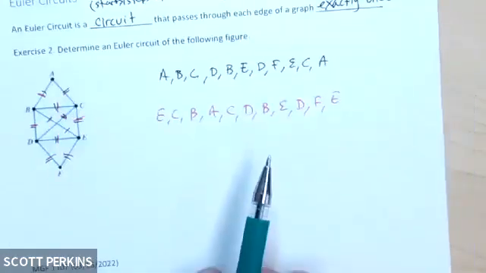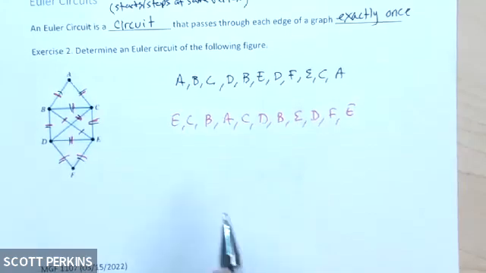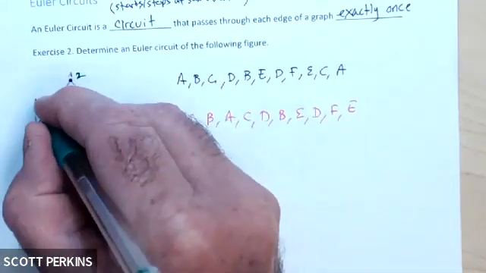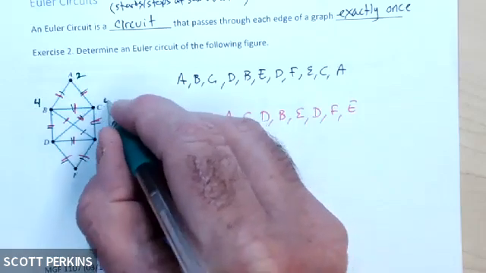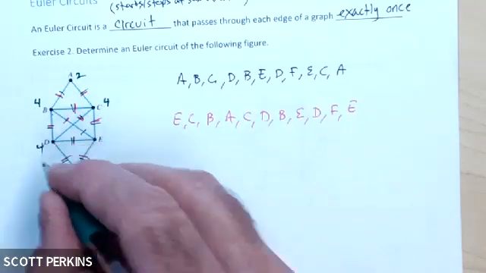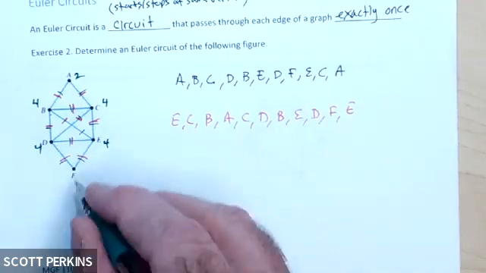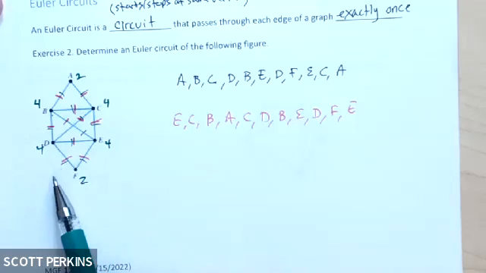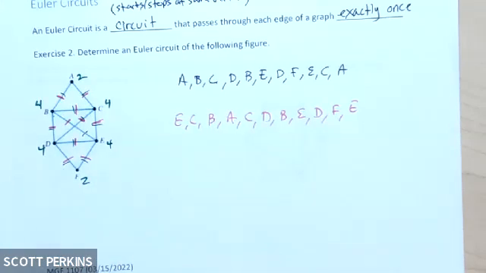And then the next one: vertex A is degree 2, B has 4, C has 4, D has 4, E has 4, and then F has 2. So since we don't have any odds, everyone was even. Again, that's how I knew beforehand that we were going to have an Euler circuit, and you could start anywhere and find one.